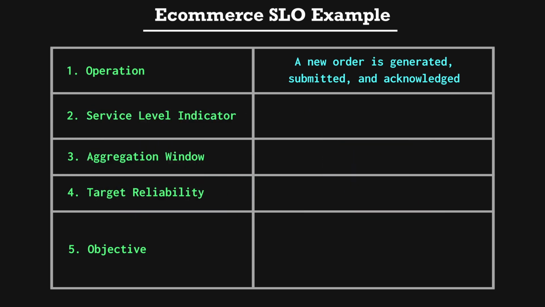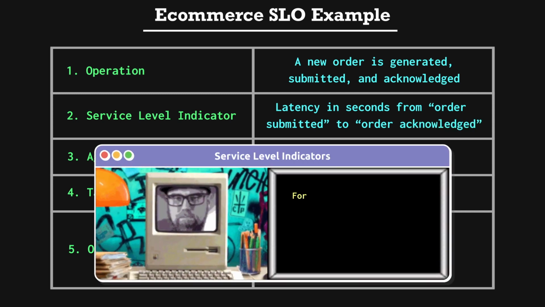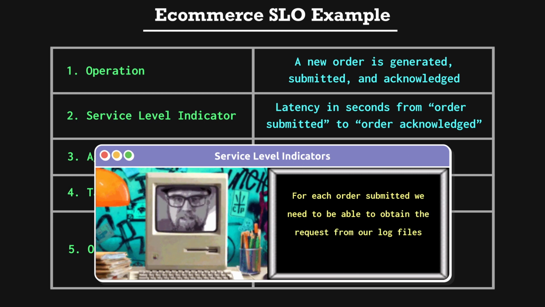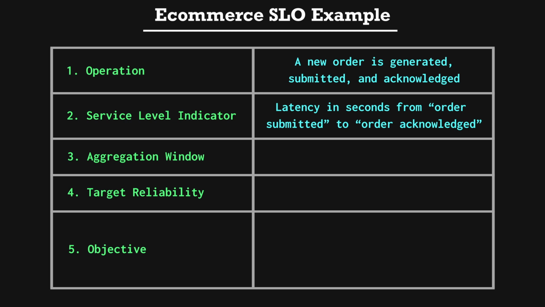Service level indicator. Latency in seconds from order submitted to order acknowledged. This means that for each order submitted, we need to be able to obtain this request in our log files or from some other telemetry data. We'll show some code examples later in this video that more deeply explain SLIs. But remember that this is the actual measurable data we'll need from our system in order to be able to compute SLOs. Aggregation window. 8 hours.